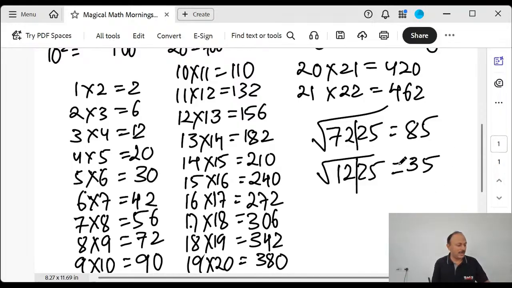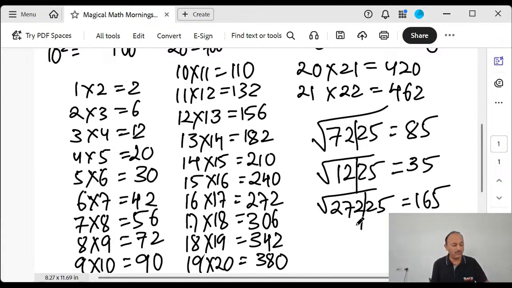Correct? No? And square root of a little bigger number I will give: 27225. This you need to remember, the product of two consecutive numbers. If it is ending with 2, always either 3 into 4 or 6 into 7 or 8 into 9. Correct? No? Only the last digits will be either 3 into 4 means it is ending with 2, 6 into 7 means it is ending with 2, 8 into 9 means it is ending with 2. Correct? No? 16 7s are 272. Therefore, 165 is the square root of this.